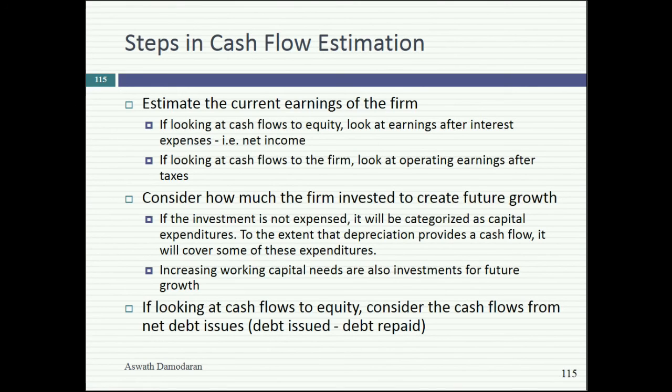I'm going to start with those accounting earnings. Much as I curse accountants, that's where I go for my raw data. I open up the financial statements. I start with accounting earnings. If I'm looking at cash flows to equity, my measure of accounting earnings is going to be net income, income after interest expenses. If I'm looking at cash flow to the firm, a pre-debt cash flow, I'm going to look at operating income. So my measure of accounting earnings is different depending on which cash flow I'm trying to compute.